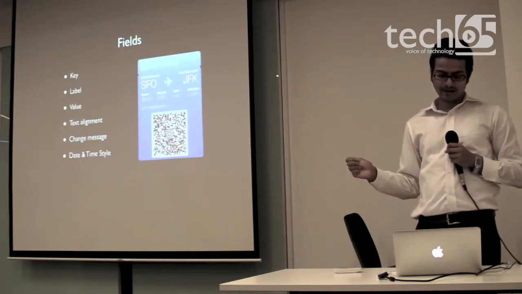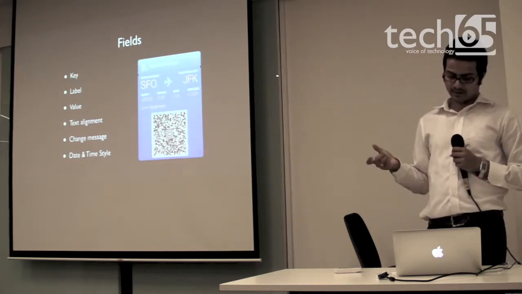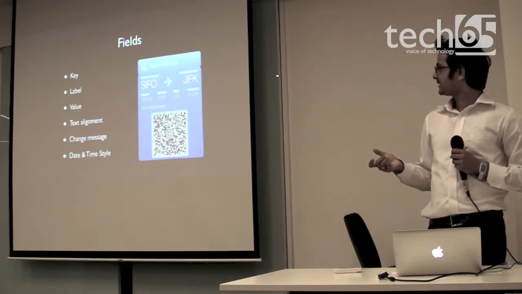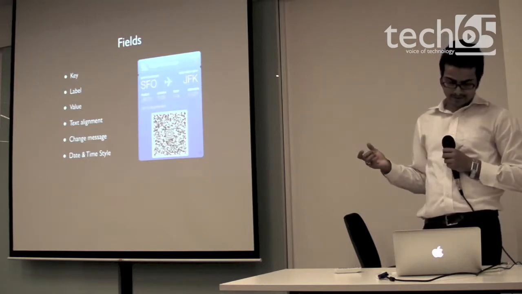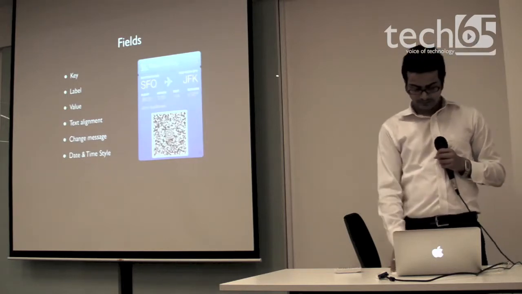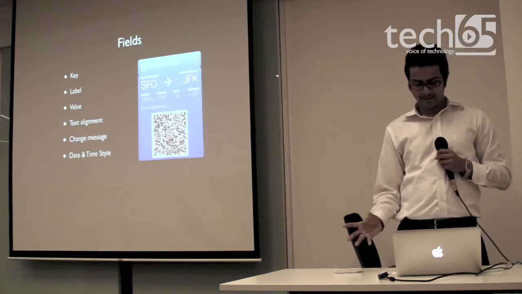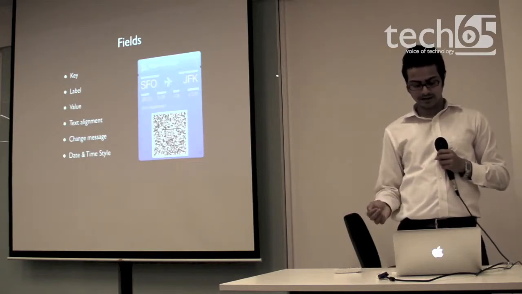So in every field you have a few things. One is the key, the key that your Passbook understands; the label that's visible to the user; the values, which are the values for the label; and the text alignment. Every field has a default text alignment that you can override.